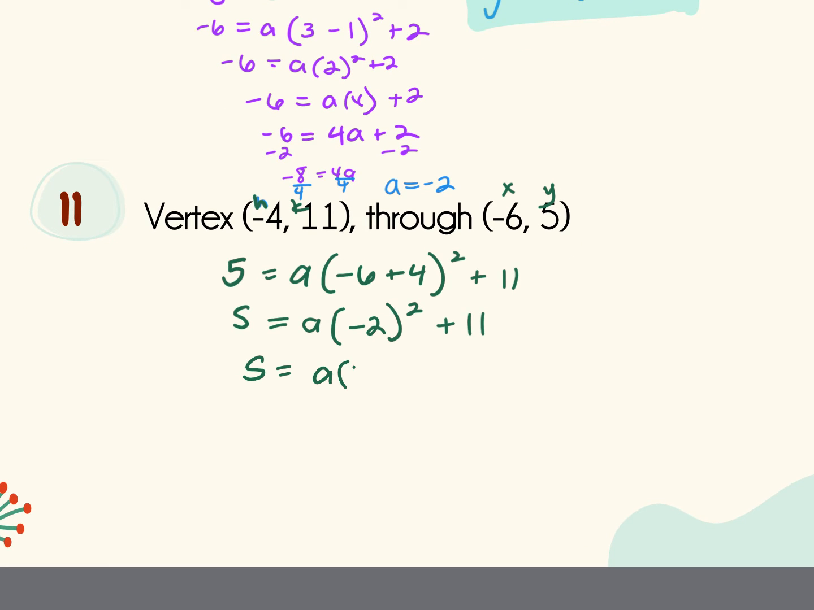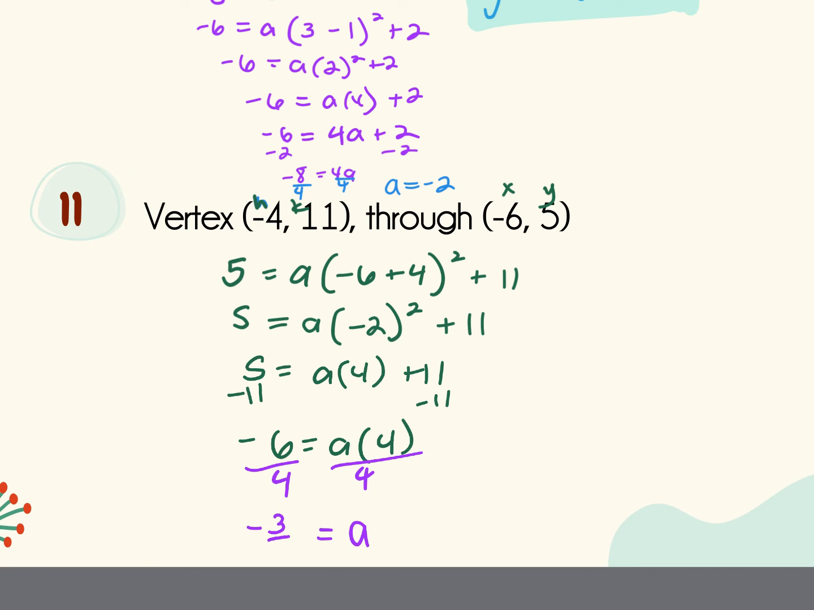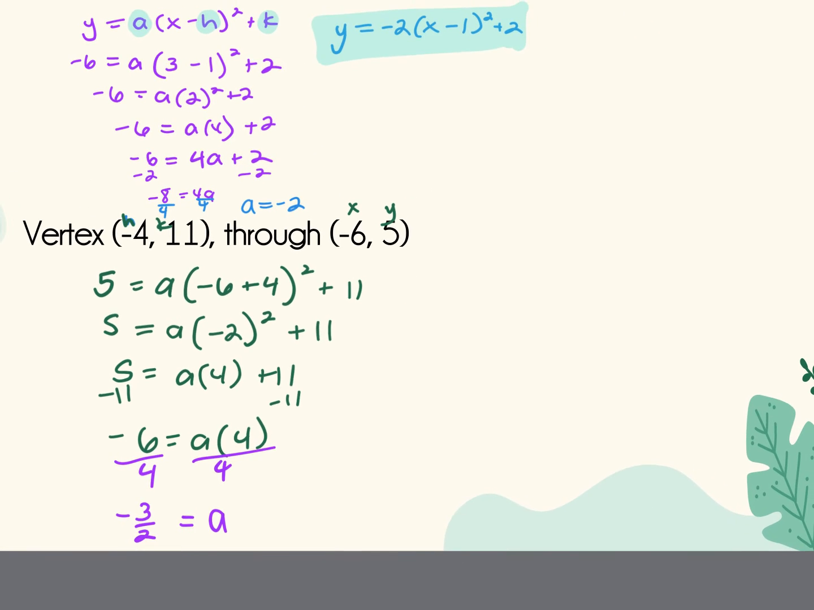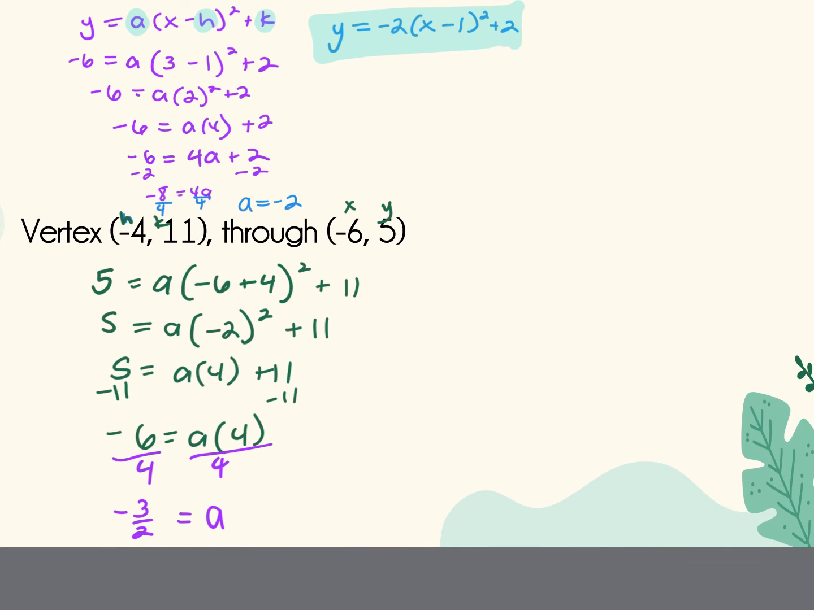5 equals a times 4 plus 11. Subtract the 11. Negative 6 equals a times 4. Divide by 4. And a is negative 3/2. Then take and plug back in. So y equals negative 3/2 x minus a negative 4 becomes plus 4 squared plus 11.